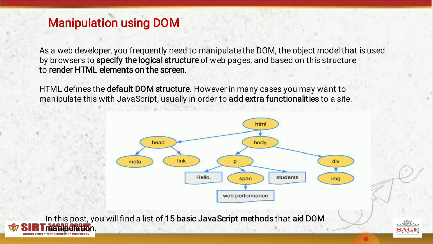So HTML is the root node and the sub-parts are head and body. Then the body declares the metadata, the head also declares the links, and the body declares the paragraph, span, and div. In this post you will find a list of 15 basic JavaScript uses in the DOM.